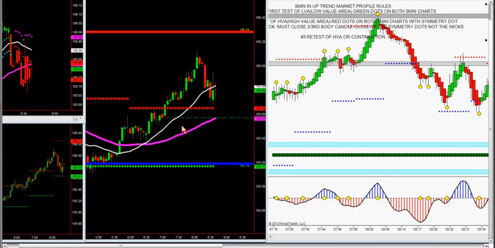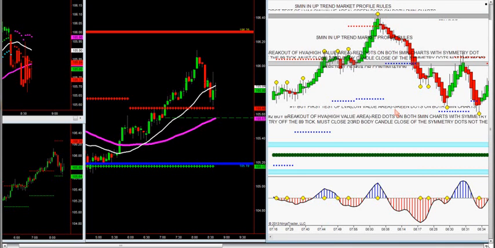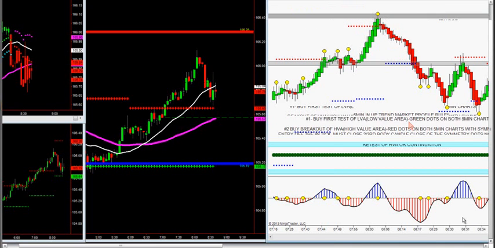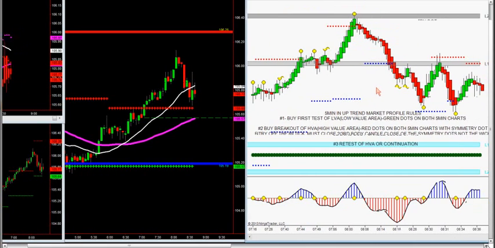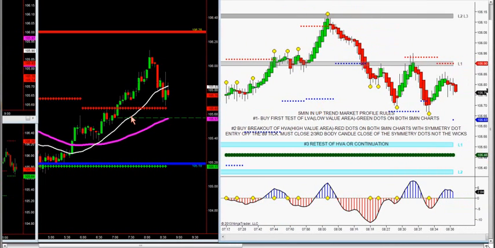We don't do that. What we do is we have 3 setups. That's it. 3 setups right here. That's all we need. Market profile is not difficult. It's not hard to understand. It's the 5 minutes in an uptrend, moving average crossed over. We buy the first test of LVA, low value area. We're not selling the HVA, right? We're trying to buy the first test of LVA.